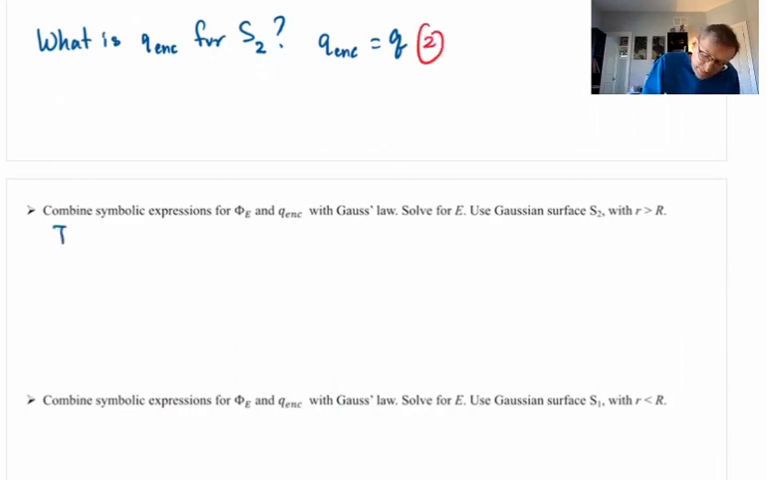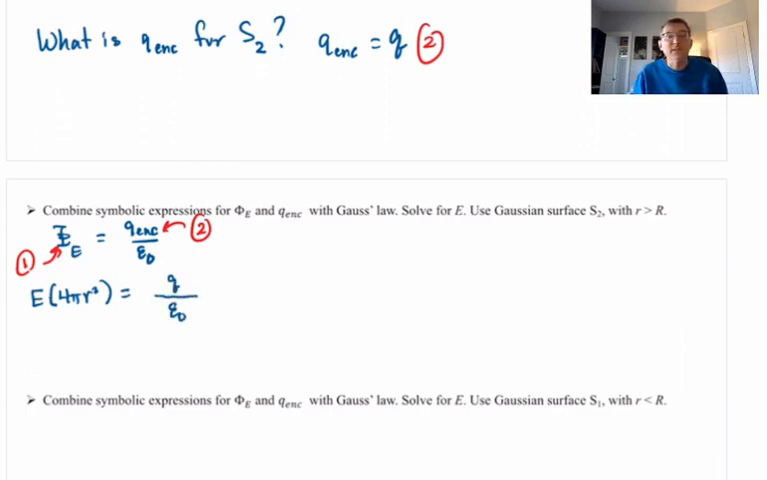And now we'll use Gauss's law. We combine the symbolic expressions for electric flux, that's equation 1, and enclosed charge, that's equation 2. Let's see what we get. So we have E magnitude times 4 pi little r squared equals the total Q of the shell over epsilon 0. And solve for E.